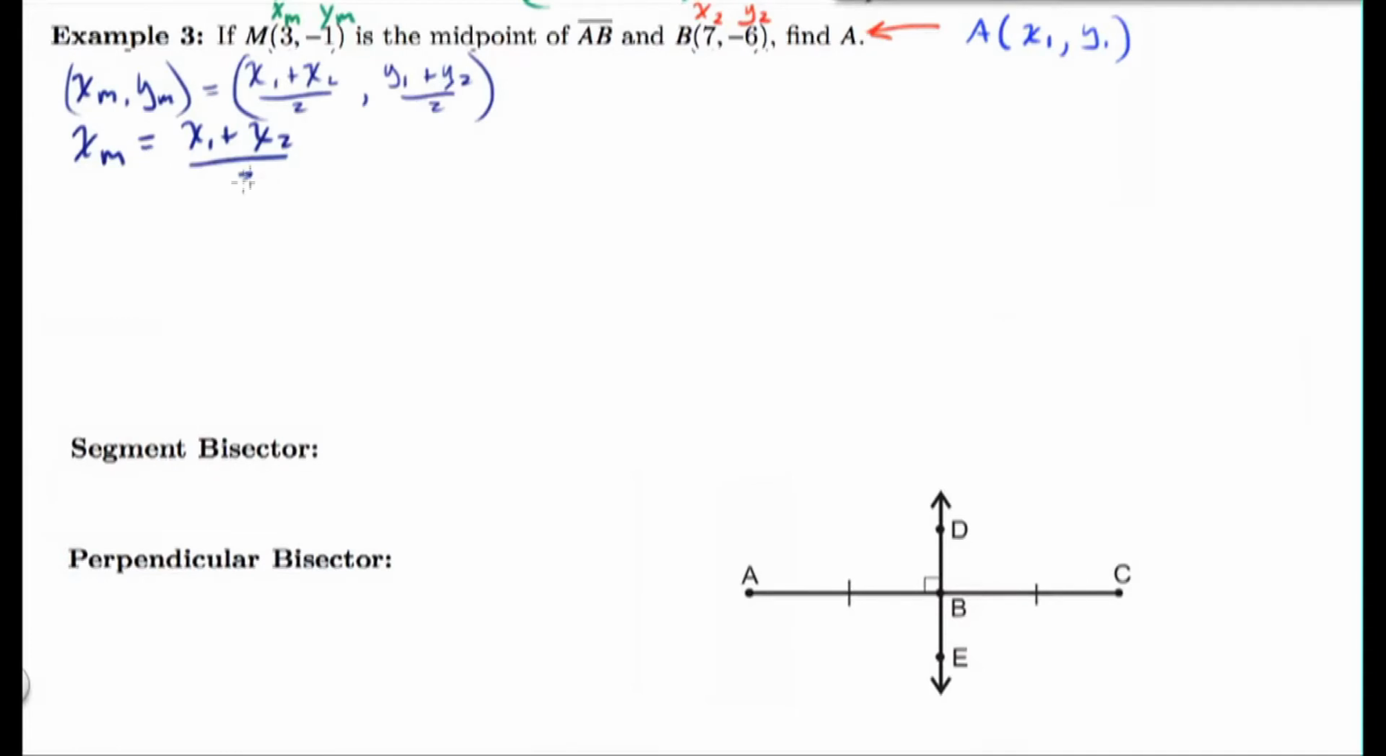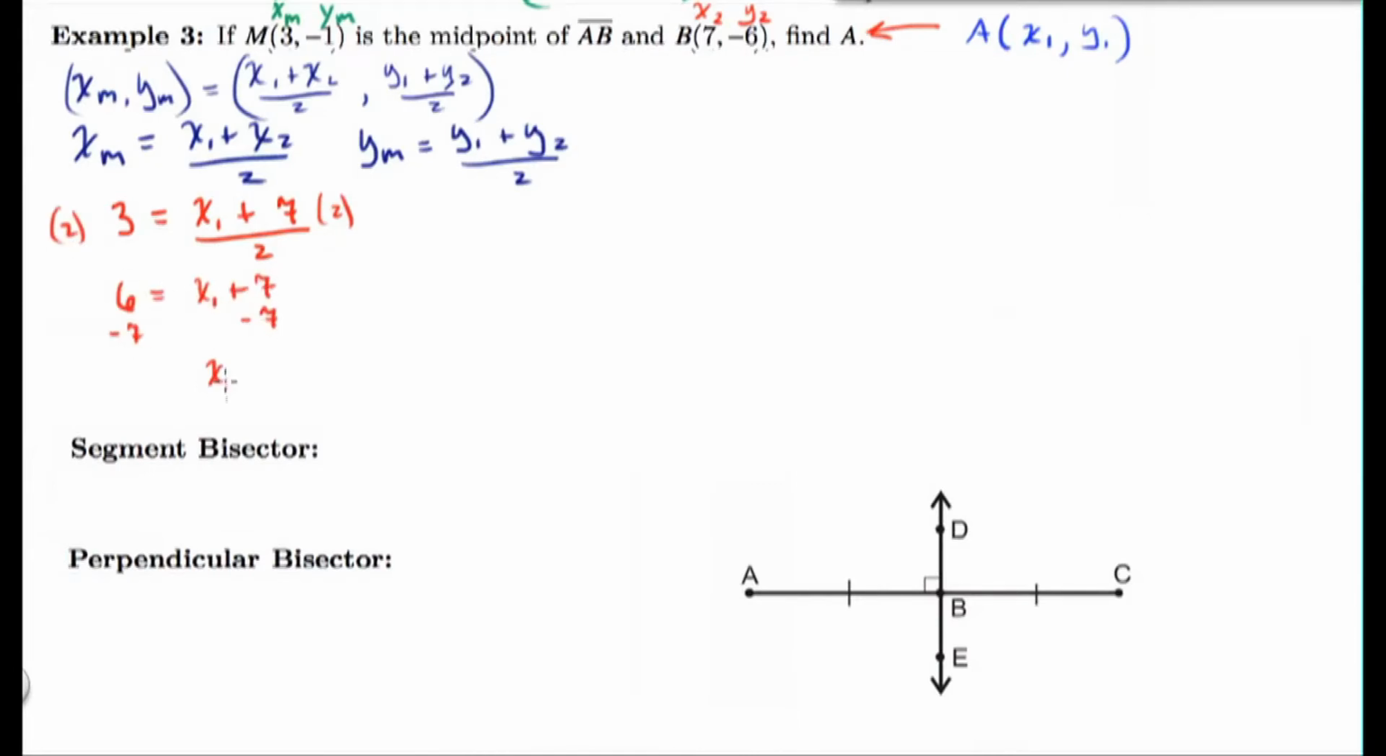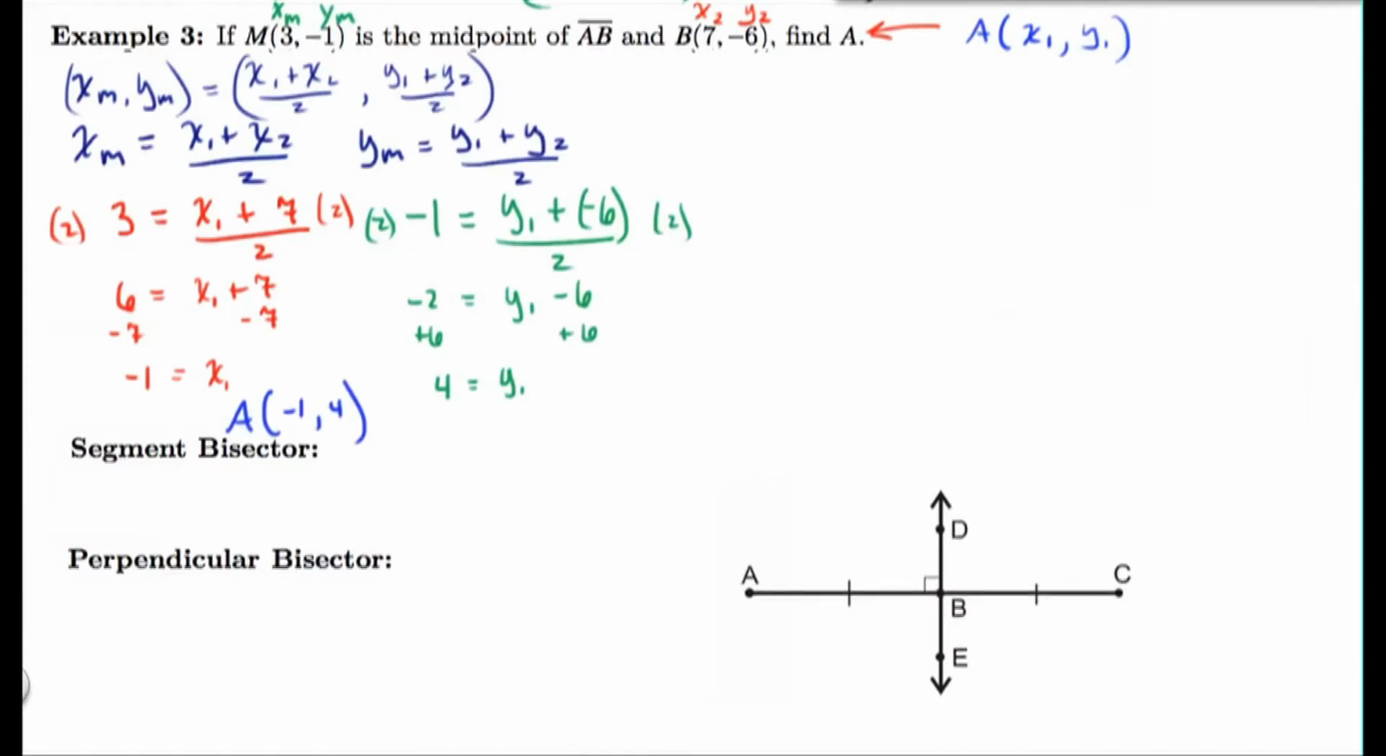So if I break up my formula and set x sub M equal to x1 plus x2 over 2, and y sub M equals y1 plus y2 over 2, and substitute what's given, I can solve for x sub 1, and I can solve for y sub 1. This is just like a two-step equation from algebra. And I get -1, 4. So that's my point A, -1, 4.